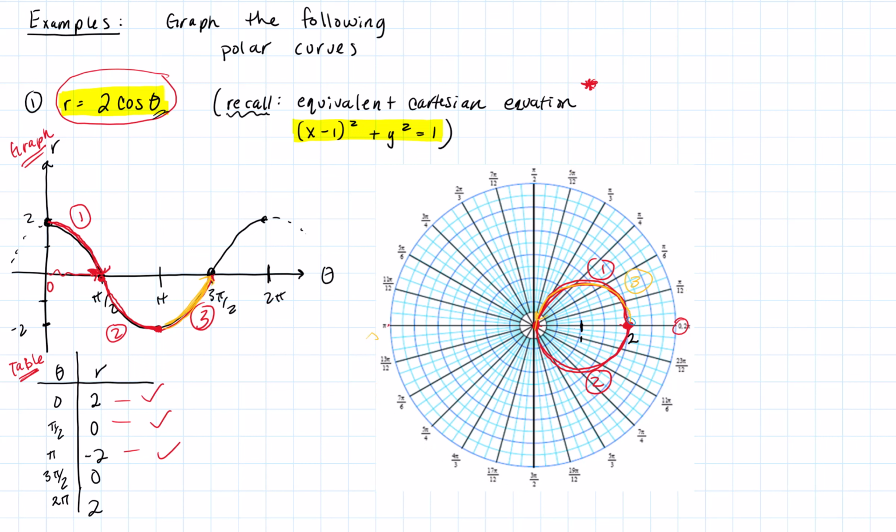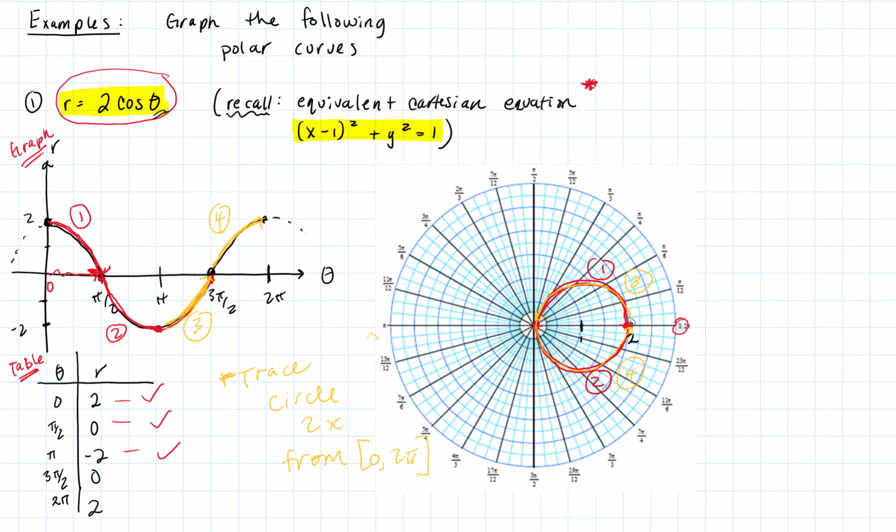Okay, then we keep going. I'll do this also in gold. So from 3 pi over 2 to 2 pi, our fourth segment is also tracing out the second segment again. So as we go, we actually go through this circle 2 times. So something to note right here, it is a circle. We trace the circle 2 times as we increase our theta from 0 to 2 pi. So we end up with this circle that gets traced through 2 different times.